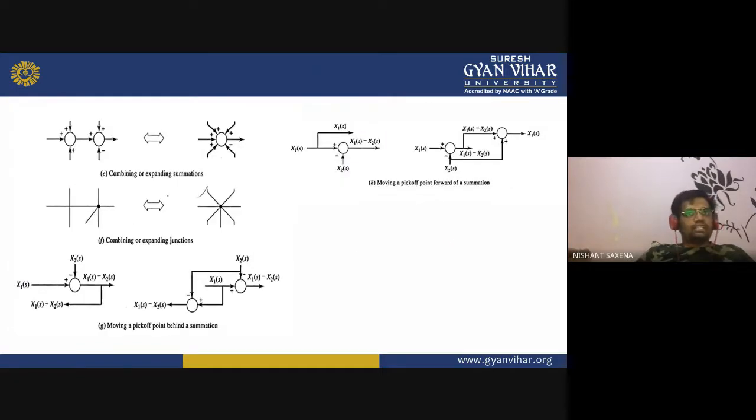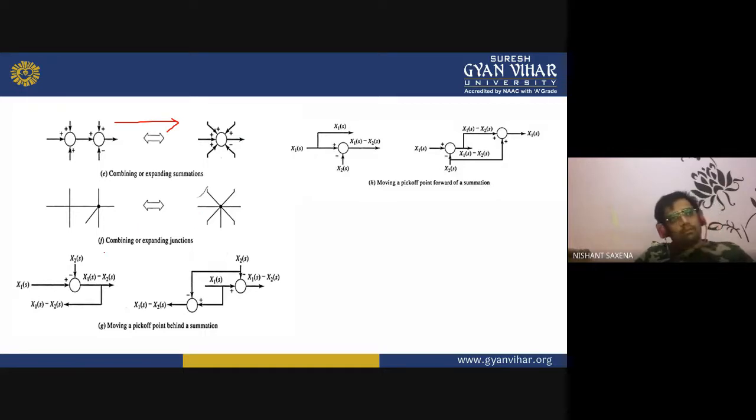Combining or expanding the summations. For example, we have two summation points over here, with two inputs over here and two inputs over here. Then I can convert them into a single summation point in this way.